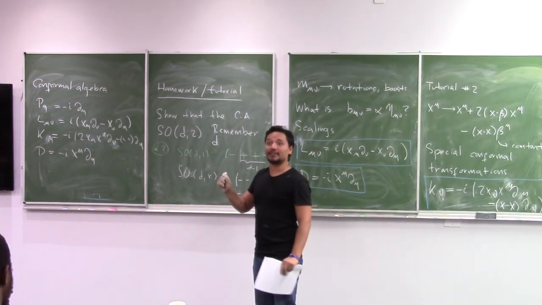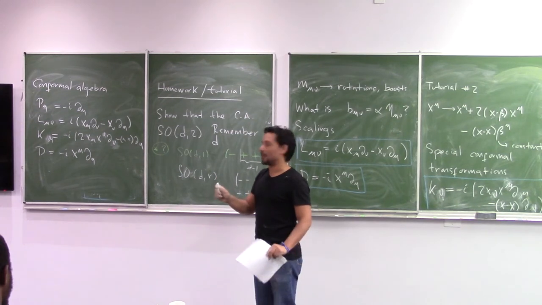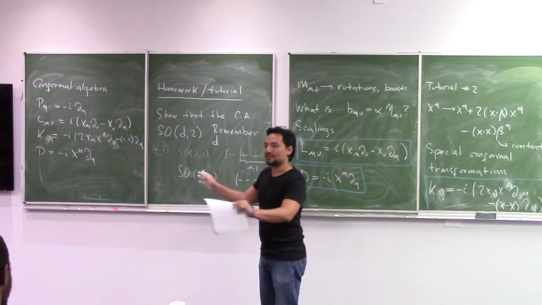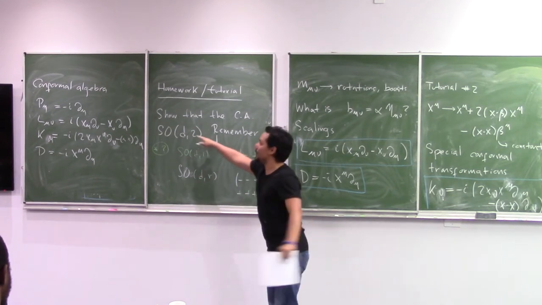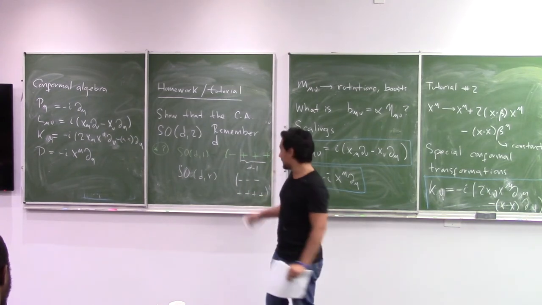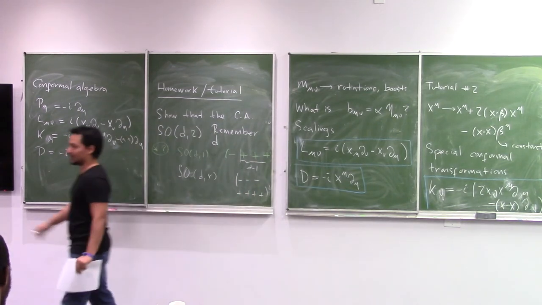Everybody was clear, understood that remark? Very important. I mean, it's just a convention, but it's important to know. Okay? The minus comes with the time. So here is one time, so there is one minus already. So now we have two minus.